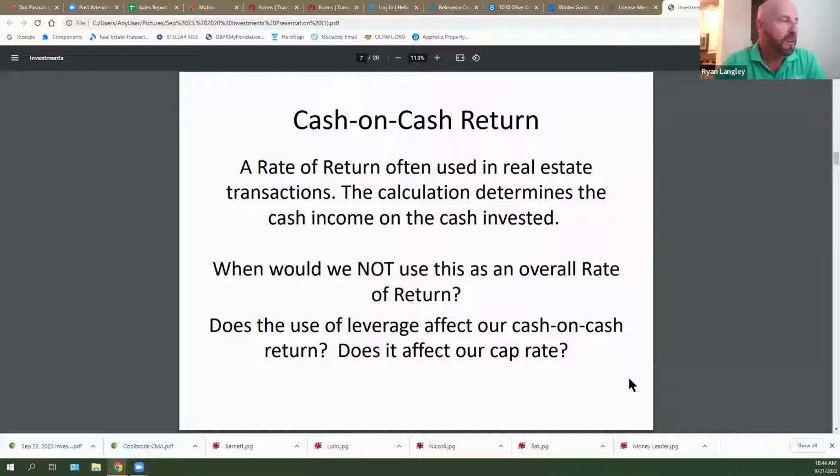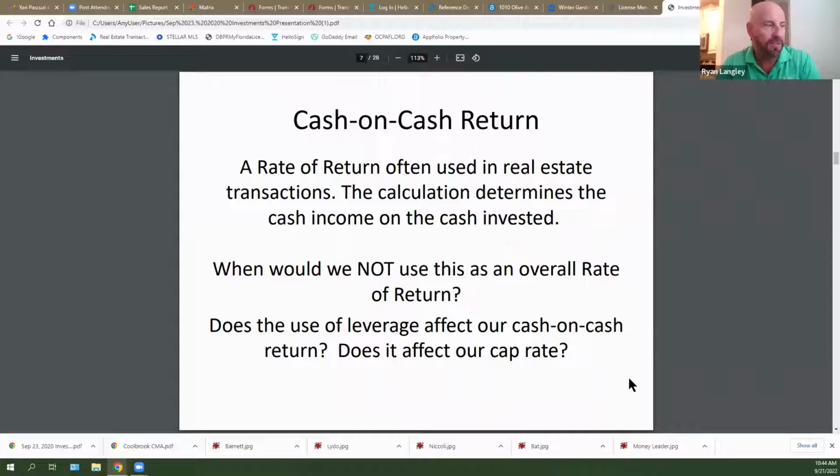Cash on cash return. Rate of return, often used in real estate transactions. The calculation determines the cash income on the cash invested. That is what people want to know. When they say to you, how well can I do with this $100,000? How much money can I make? That's what they want to know. What is my cash on cash return? And we're going to talk about how leveraging finances that.